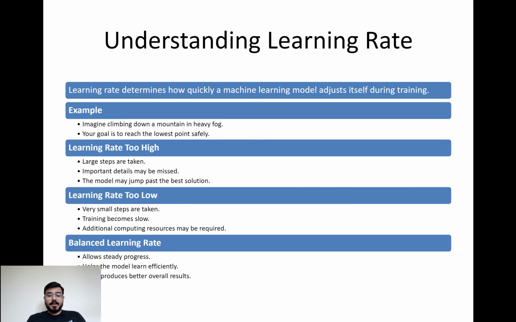Now consider the opposite situation. If your steps are extremely small, you will move very slowly. Eventually, you may reach your destination, but it could take a very long time. The same thing happens when the learning rate is too low. The model learns slowly and may require additional training time and computing resources. Organizations therefore try to find a balanced learning rate. A balanced learning rate allows the model to learn efficiently without moving too quickly or too slowly. This often leads to better overall performance.